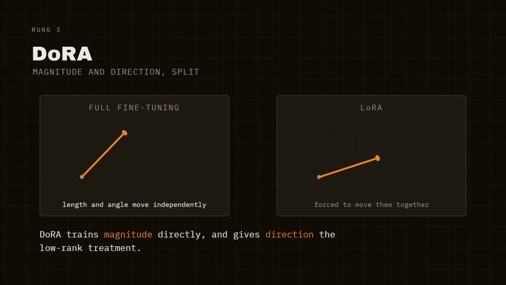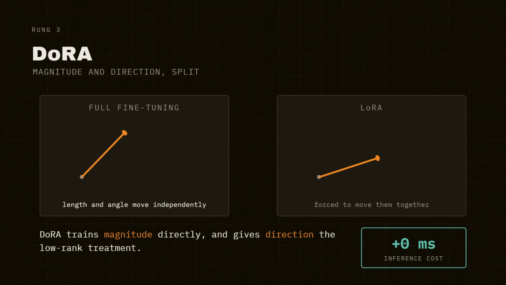So DoRA splits the weight explicitly. Magnitude gets trained directly as its own small parameter. Direction gets the LoRA treatment, a low-rank update. The result is consistently better than LoRA across language tasks, visual instruction tuning, and image text understanding. And critically, no additional inference latency. It merges back into a normal weight matrix before you serve it. You pay nothing at runtime.